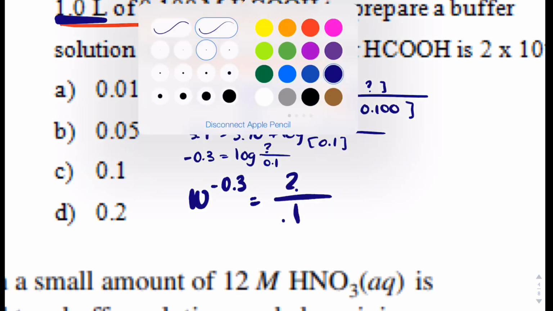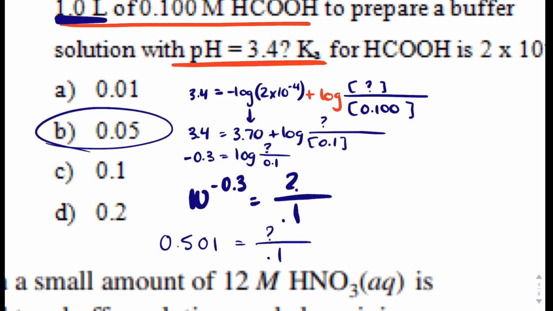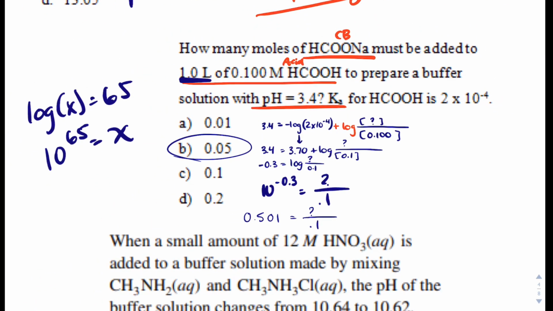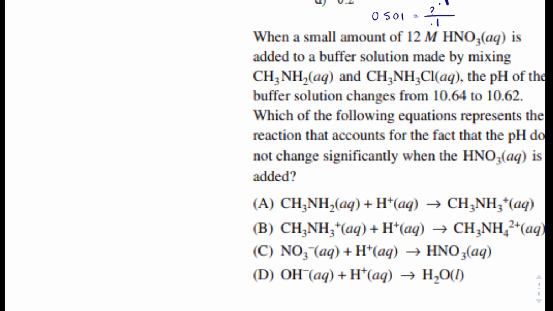10 to the negative 0.3 is 0.501, and that equals question mark divided by 0.1. Times that by 0.1, and I get 0.05. And so B looks to be the answer. Okay, hard question, especially if you haven't done logs in Algebra 2 yet. Okay, this is a really good question.